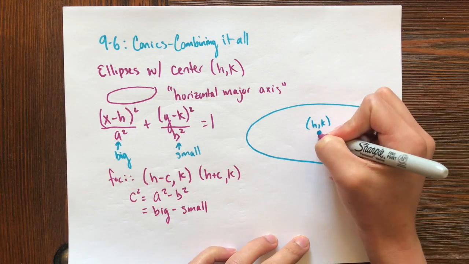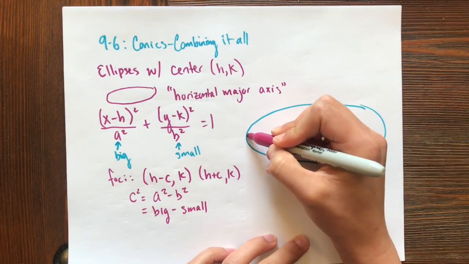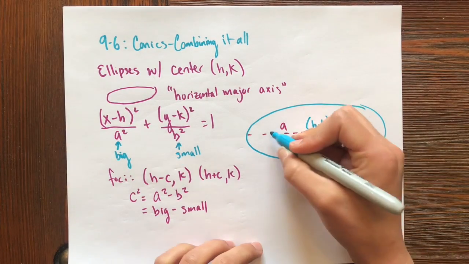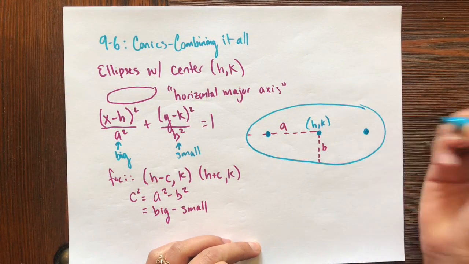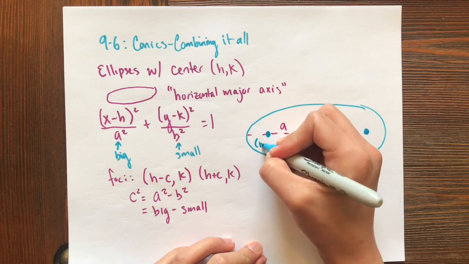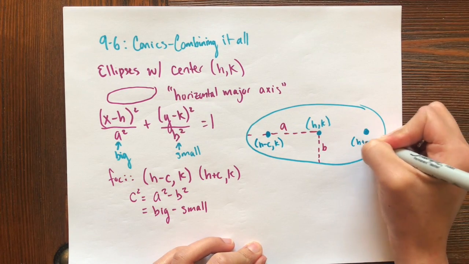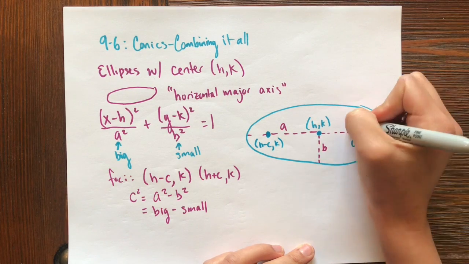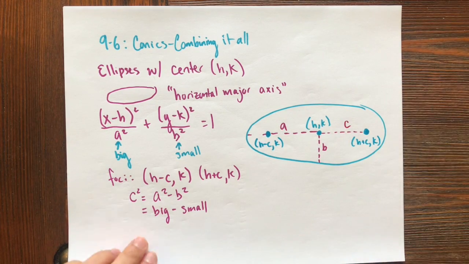So I'm going to draw this ellipse. We have the center h comma k. We have this y distance to the edge, which is going to be b. That's the thing underneath the y, right? And then we have this x distance a, right, which is underneath the x squared. We have the foci, which I'll label h minus c comma k and h plus c comma k, and I'm going to label that distance c from the center to the foci.